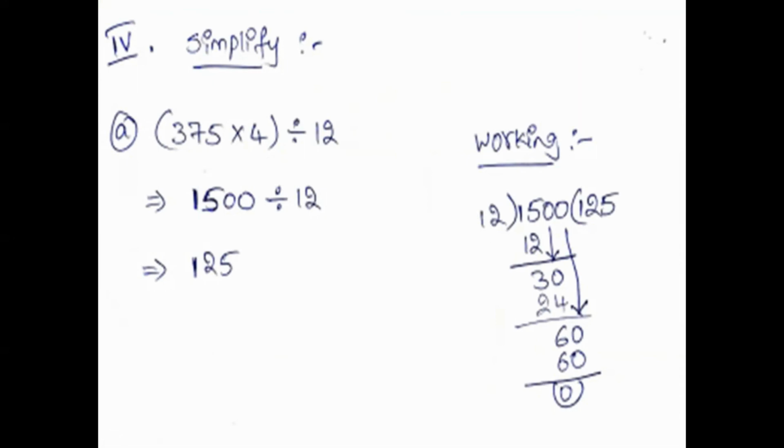Okay. See here. 12 is the divisor. 1500 is the dividend. See. 12 ones are 12. Remaining 15 minus 12 is how much? 3. 0 as it is. Okay. 12 twos are 24. 30 minus 24 is how much? 6. 0 as it is. 12 fives are 60. 60 minus 60 is how much? 0. So the quotient is 125.